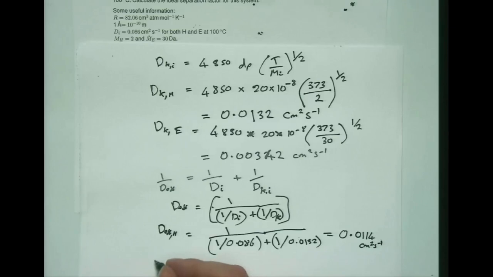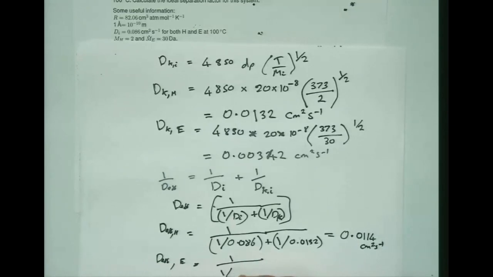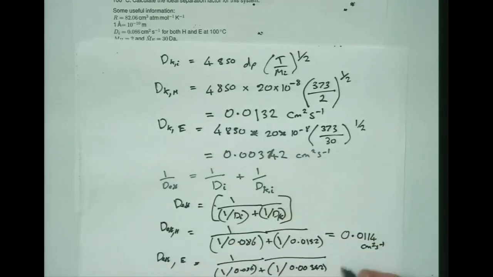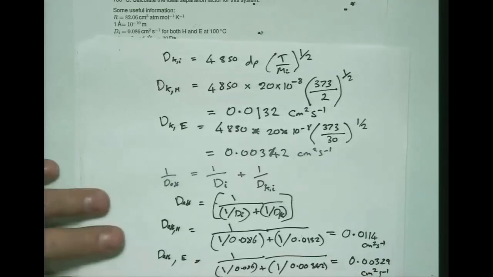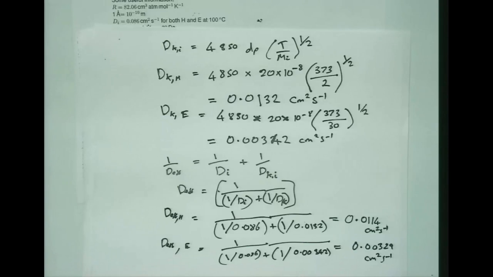We can do exactly the same for the ethane, which gives 0.00329 centimetres squared seconds to the minus 1 for the ethane. We can now take the equation for the permeability.